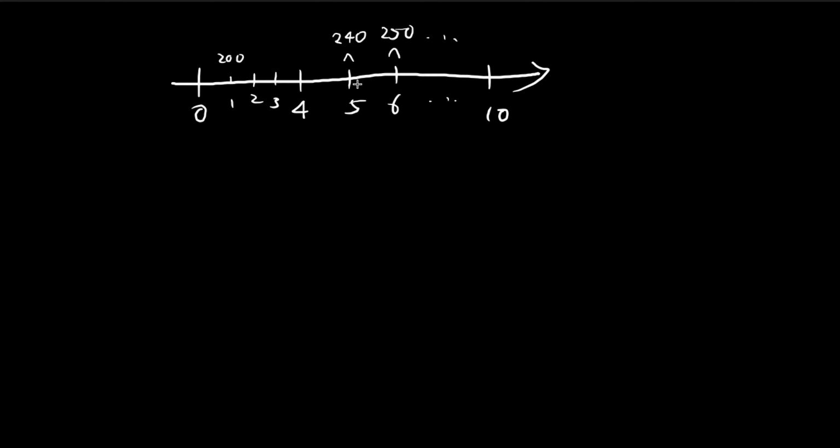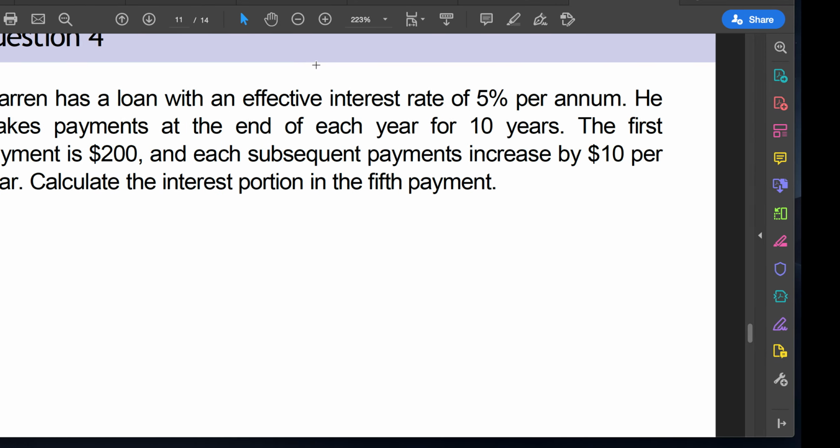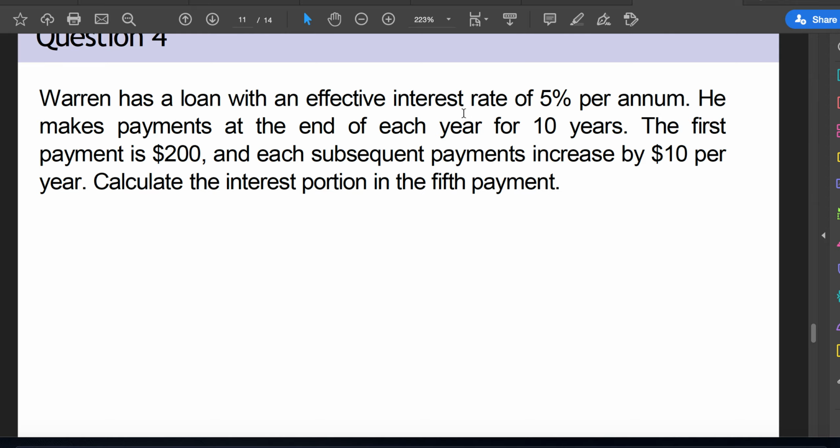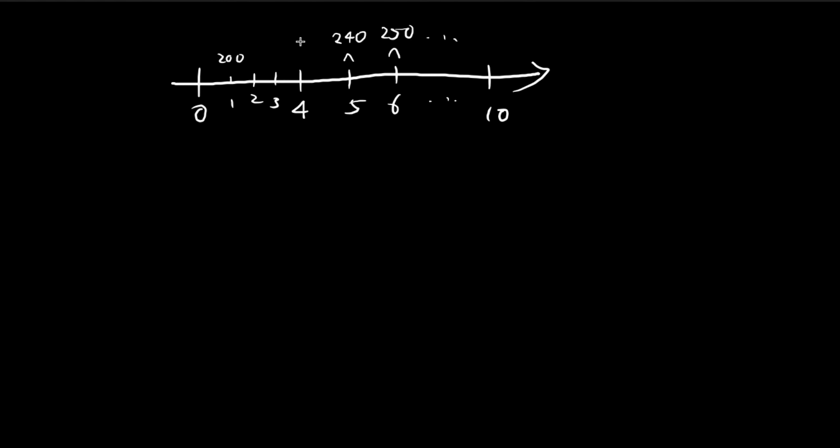So how do we calculate the interest portion at time 5? All we have to do is take the amount that we owe at time 4 and multiply that by the interest rate. And the interest rate we're being told is 5%. So all we have to do is find the amount that we owe at time 4. So we need to stand at time 4, and then find how much we still owe.